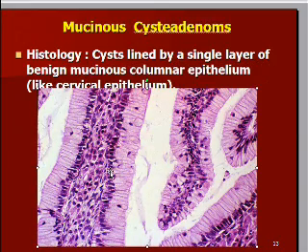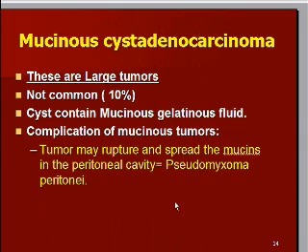So this is another important point to recall. If the surface epithelial tumor is cystic, it shall be benign. If it is solid, it should be malignant. So this is a malignant tumor of the mucinous epithelium.